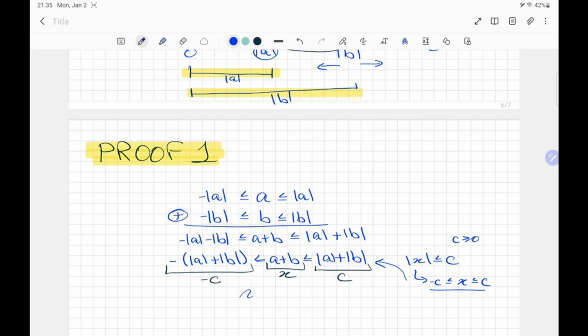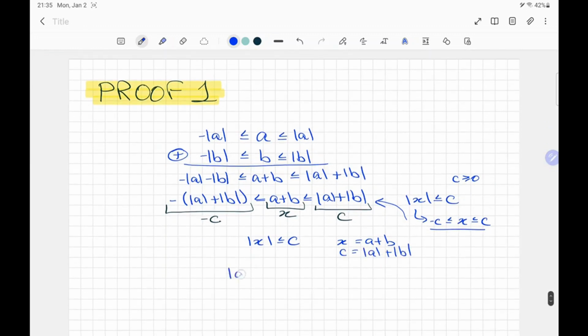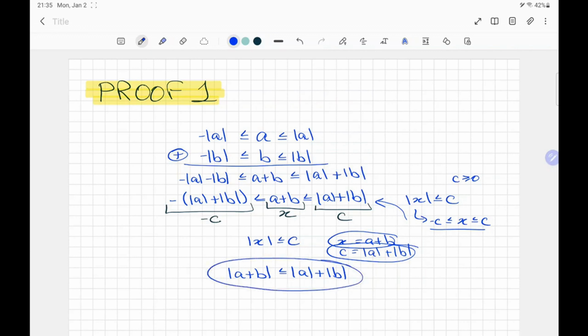which means that what we really have here is an inequality that says the absolute value of x is less than or equal to c, where x is equal to a plus b, and c is equal to absolute value of a plus absolute value of b, which means that the absolute value of a plus b is less than or equal to the absolute value of a plus the absolute value of b. All I've done is I've replaced x by a plus b and c by absolute value of a plus absolute value of b, and there I go. There's my triangle inequality. So a very nice, simple, elegant proof.